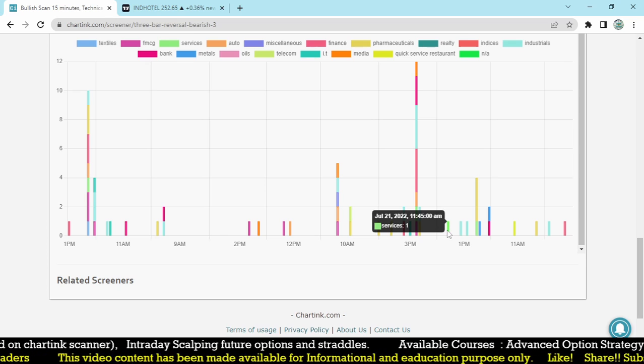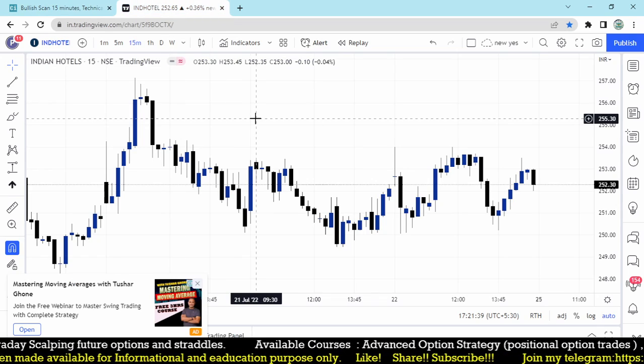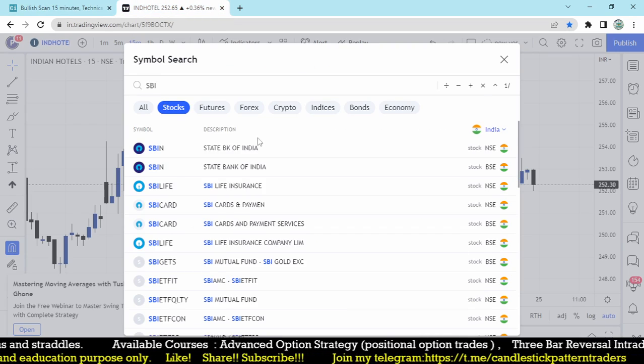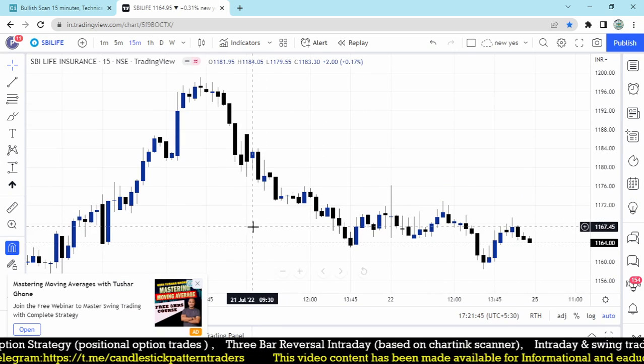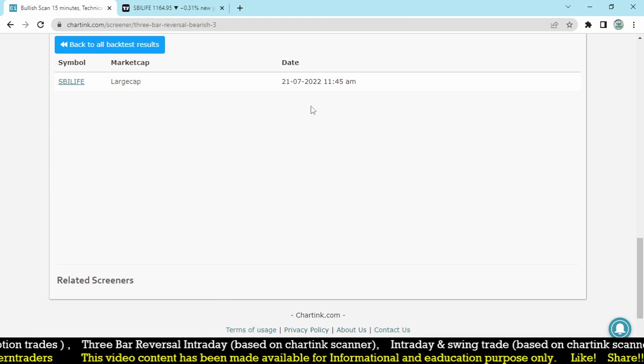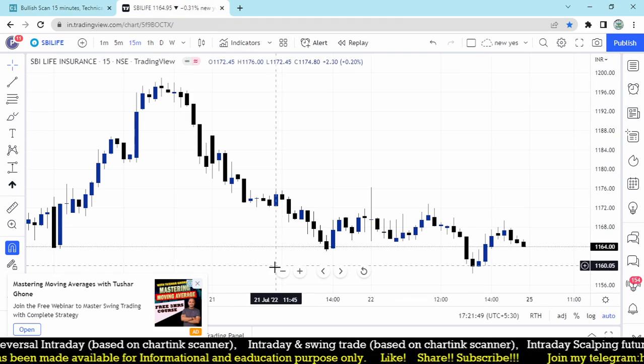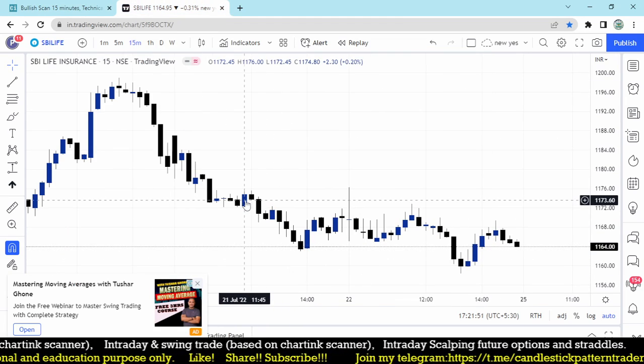That we see around 11:45 we got SBI Life, because it is a scanner, it will find out such a pattern when it happens. Yeah, SBI Life at 11:45, maybe stop loss. Let me check where it is.